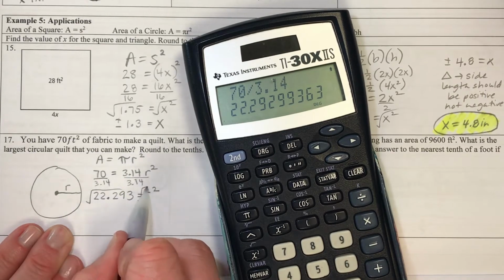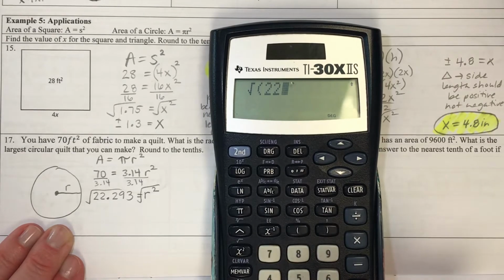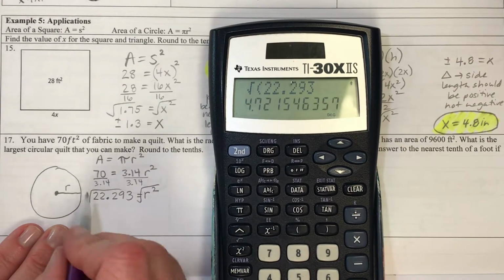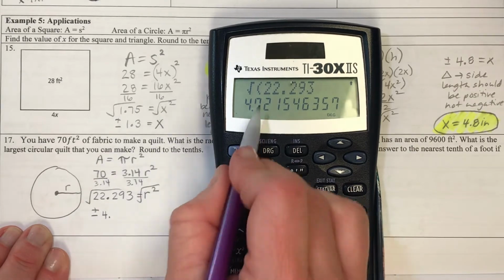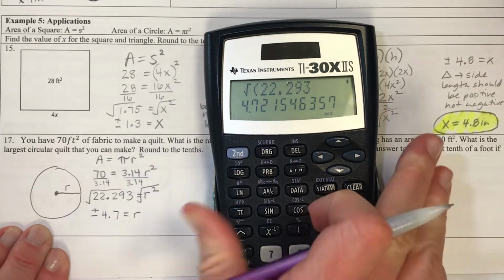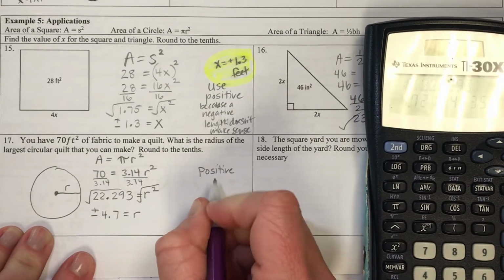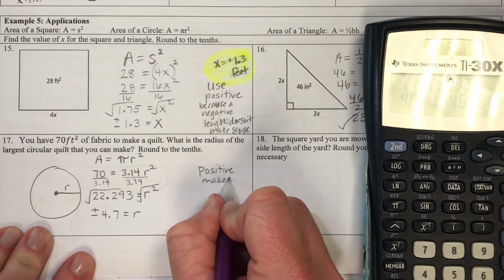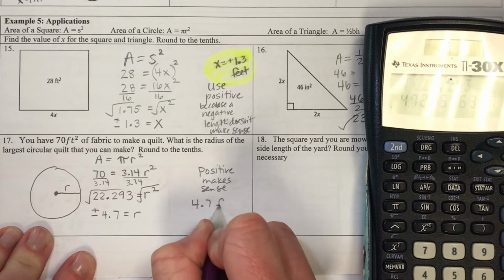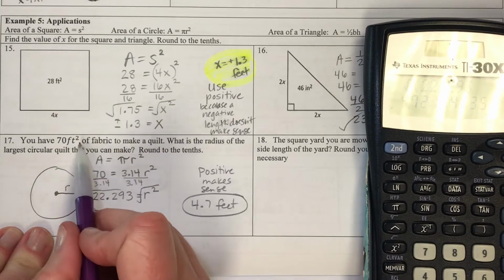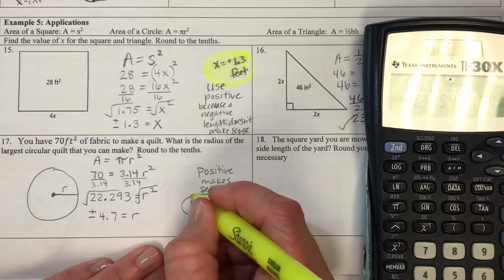Now I'm going to apply the square root to both sides to solve for my radius. So the square root of 22.293 is going to be plus and minus 4.7. Now for a radius, again, we want to use the positive answer. Positive makes sense. 4.7 feet. Since feet is my unit, I'm going to put feet into my answer.